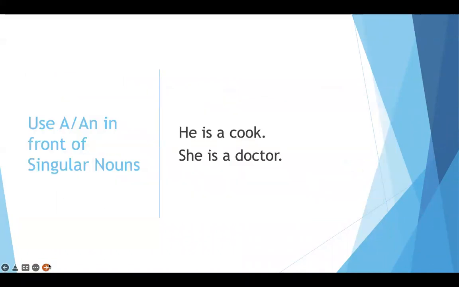I also want to review a versus an. So you'll use a when there's a consonant and an when there is a vowel. But both of them go with things that are singular or nouns that are singular. So for example, he is a cook. She is a doctor. So you're talking about one person. And so you need to use the word a before the noun.